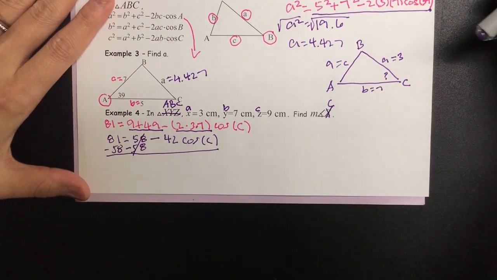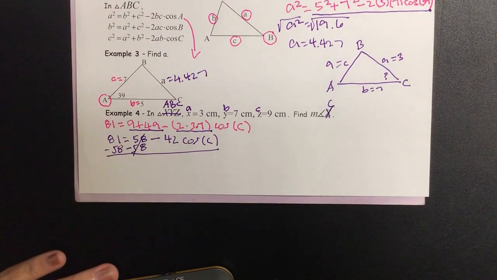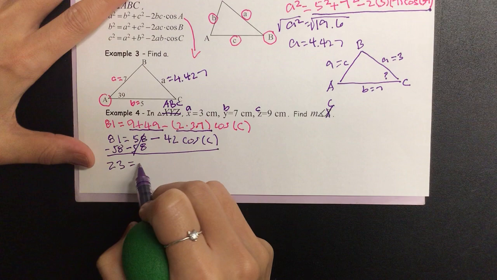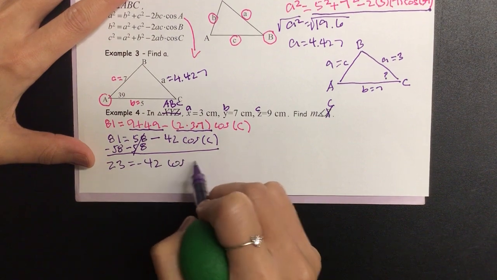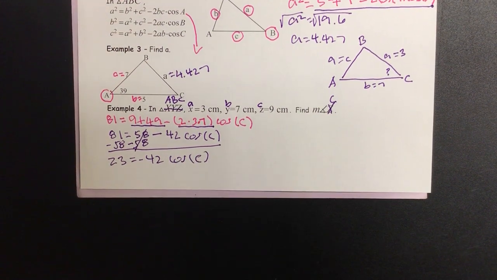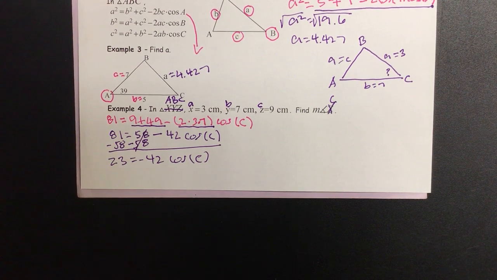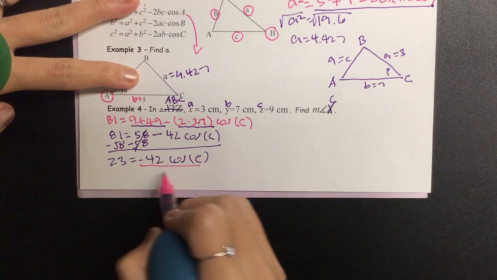So we have 81 minus 58. I'm going to type it in. 81 minus 58. 23? Is that right? Okay. Negative 42 cosine of C. Okay, what operation am I going to do if the negative 42 and cosine of C are being multiplied? We're going to divide. So negative 42.